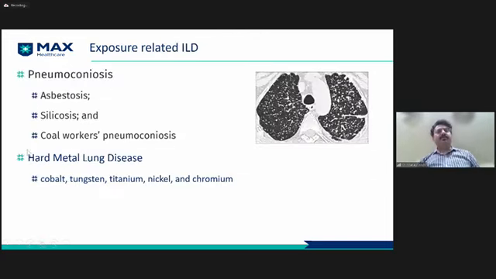So what we know is that pneumoconiosis can be because of asbestosis, silicosis or Miner's disease, or coal workers pneumoconiosis.